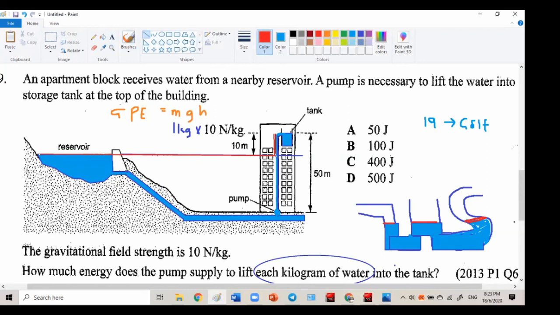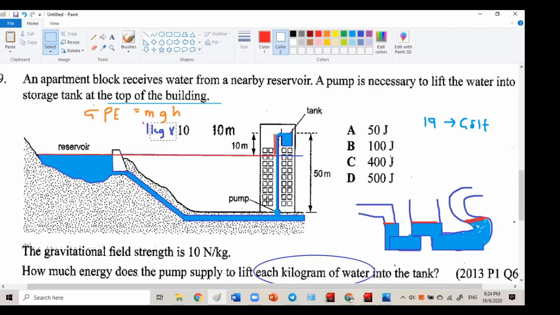So you need 1 kg times 10 times what? Times the height, 10. So it's 1 times 10 times 10. The units must be correct: mass is in kg, gravity is Newton per kg, and this is in meters. So it's 100. Got the answer? So it's B. Get it?